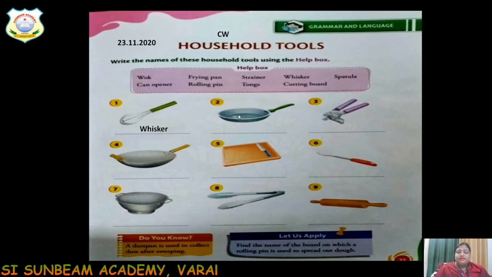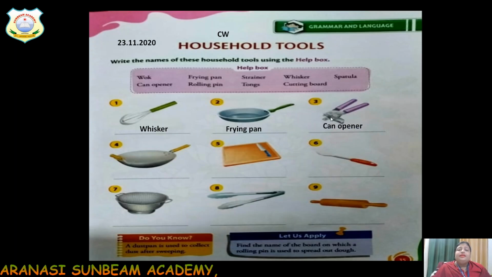Now what is this? It's very easy. Frying pan. Frying pan is used to fry something, and you can cook different types of items in this. The next, what is this? This is can opener. There are cold drink cans or sauce bottles. With the help of this tool you can open them.